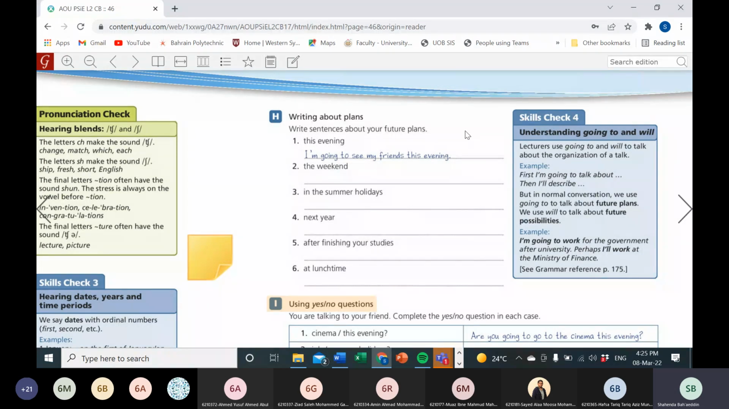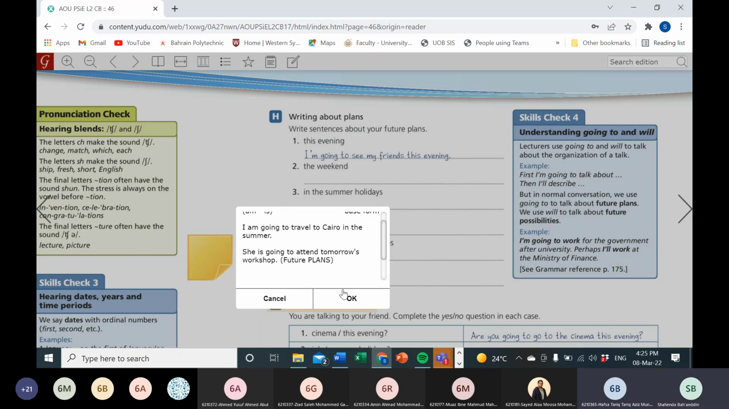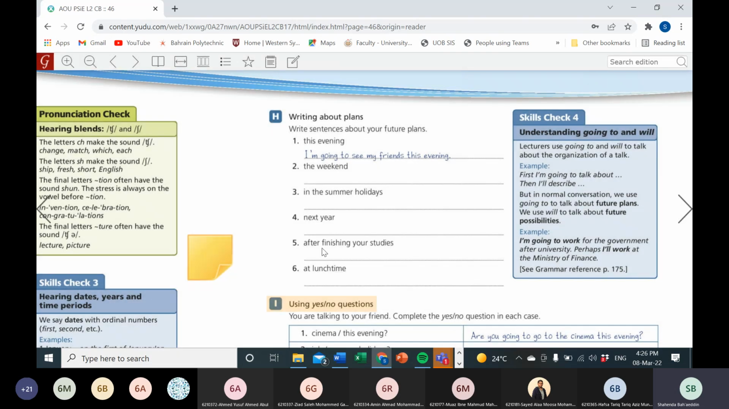So I am going to see my friends this evening. What are you going to do this weekend? Give me an example. What are your future plans? I'm going to watch a movie next weekend. So Hafsa is going to watch a movie at the weekend. Very good. What about next year or after finishing your studies? Let us take after finishing your studies.